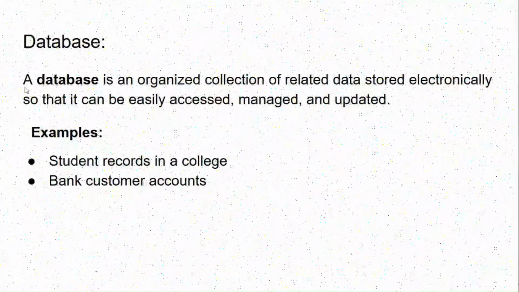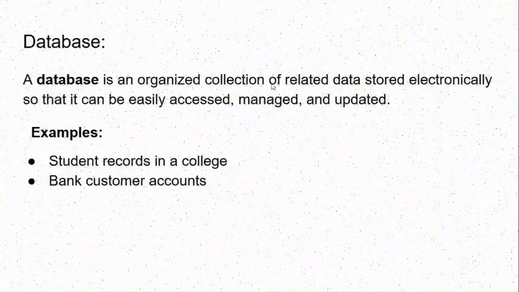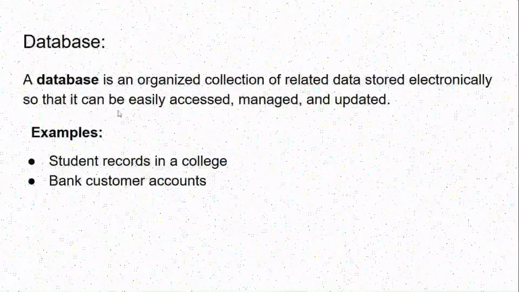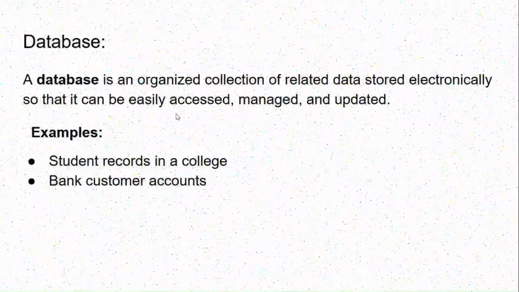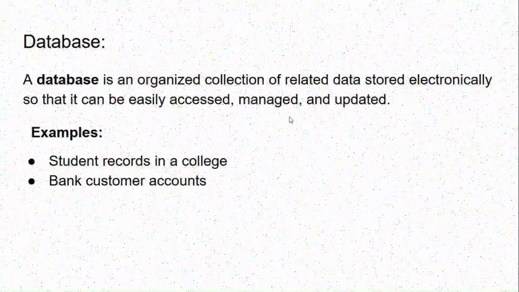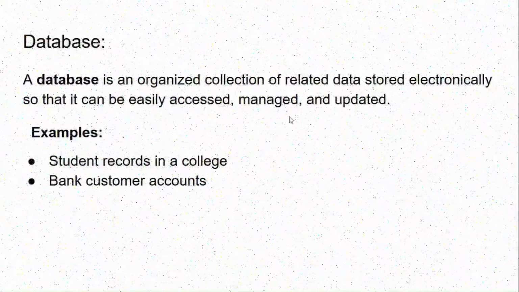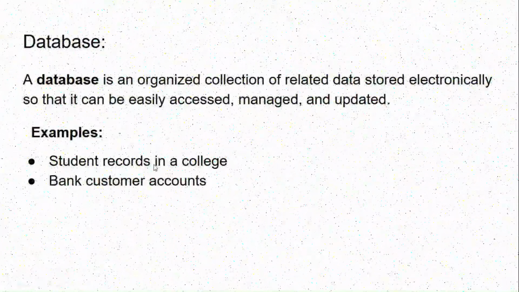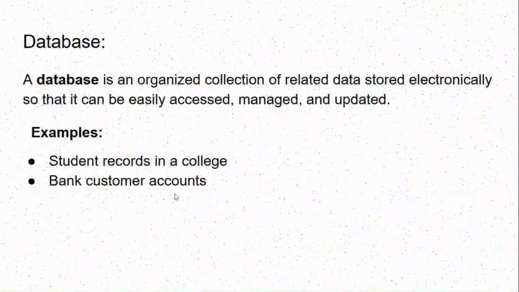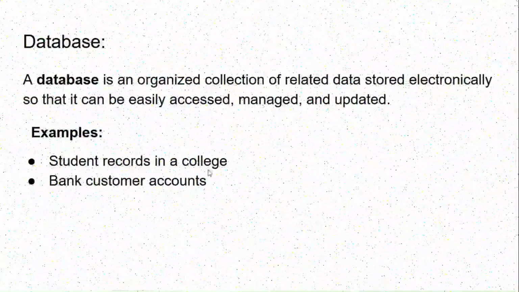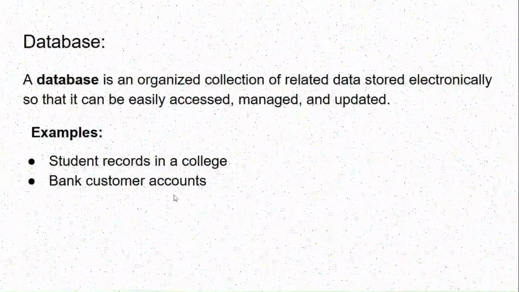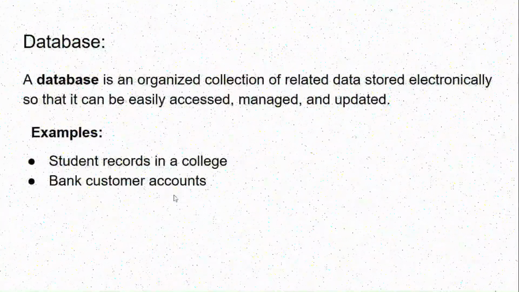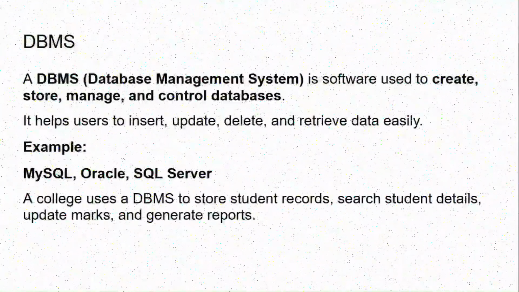What is a database? A database is an organized collection of related data stored electronically so that it can be accessed easily, managed and updated. So it simply means a collection of related data together. For example, student records in a college, or bank customer accounts. In a college student record, we cannot mix in bank customer accounts, so it must be related with each other. This is the simple concept of a database.